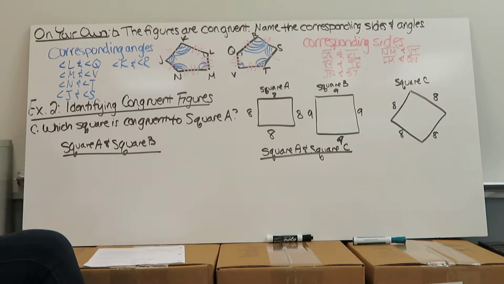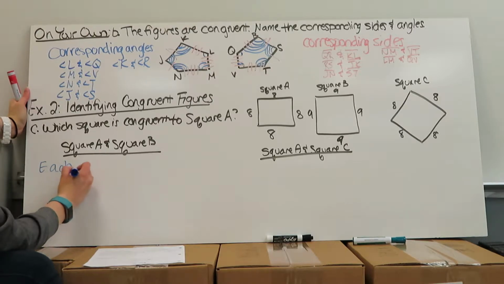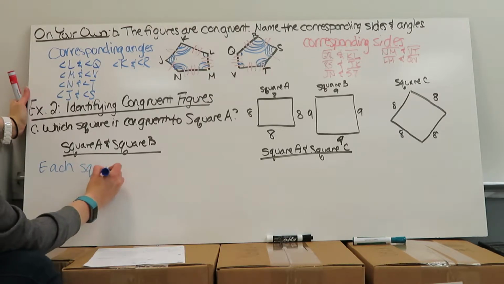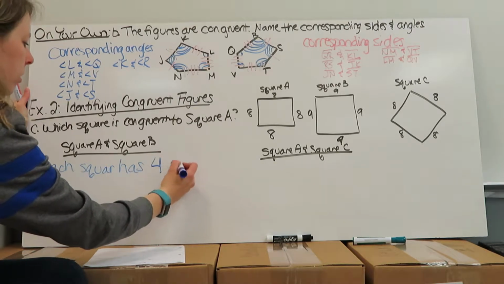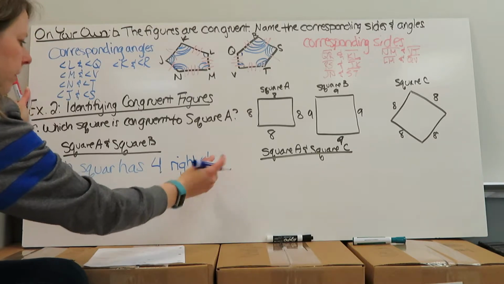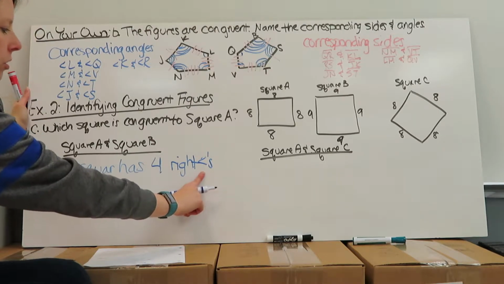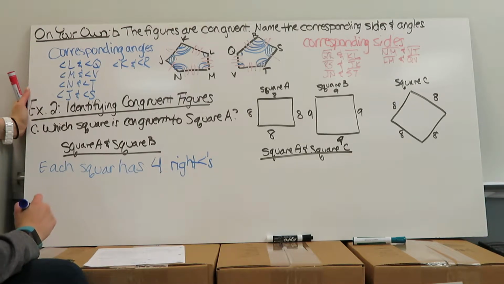All right, so example 2, identifying congruent figures. Which square is congruent to square A? Well, let's compare square A and square B. What do they each have? Each square has 4 right angles. So I'm showing the angles shorthand with the symbol. So 4 right angles.